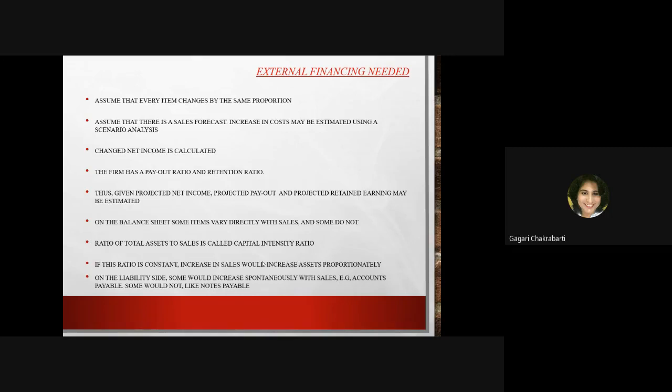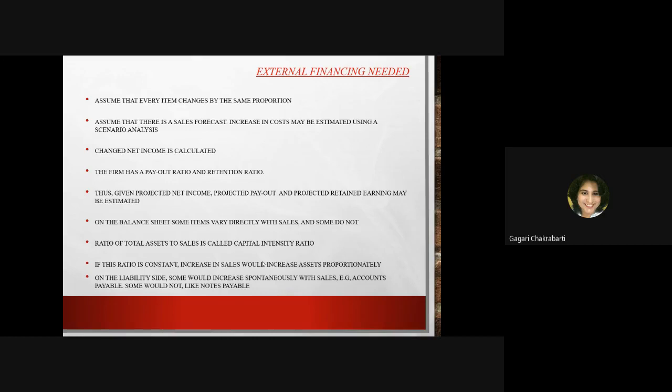Now, if I say that, that is not a very realistic assumption. Yes, of course, that is not a very realistic assumption. But once you have the idea of how to find out whether external financing is needed or not, then you can always manipulate and you can always have more reliable or more rational data so that you can make the proportions vary.